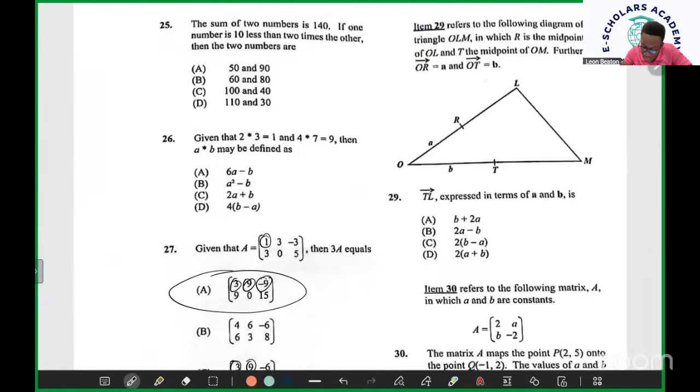Let me see. OR is A and OT is B. So they want TL. So from T to O, we're going in the opposite direction to what they ask, so this has to be a negative B. And then we go in the direction that we want. So this is A, and this other piece would be A as well, so this would be plus 2A. So we can rewrite this as 2A minus B, because that's how they normally bring it. So this is B.